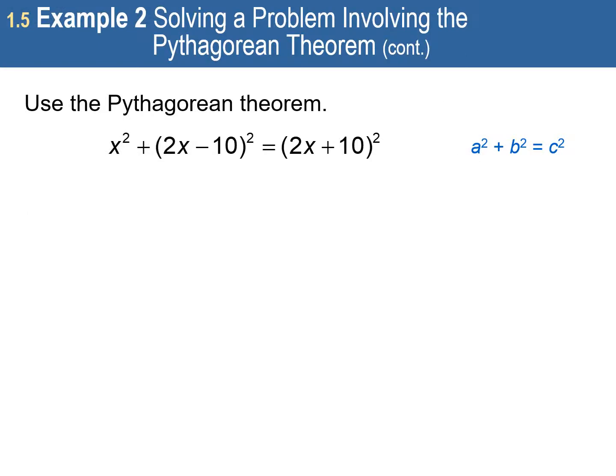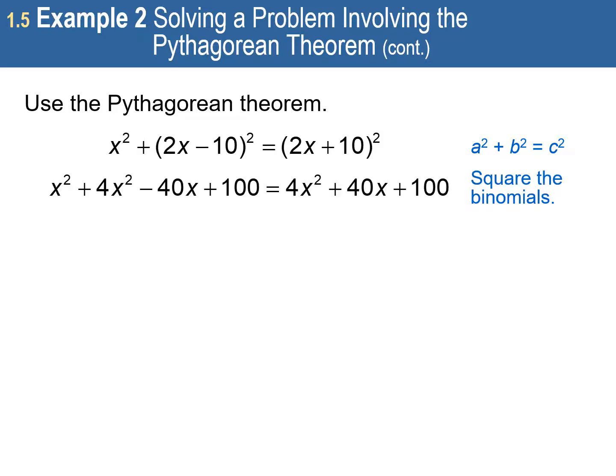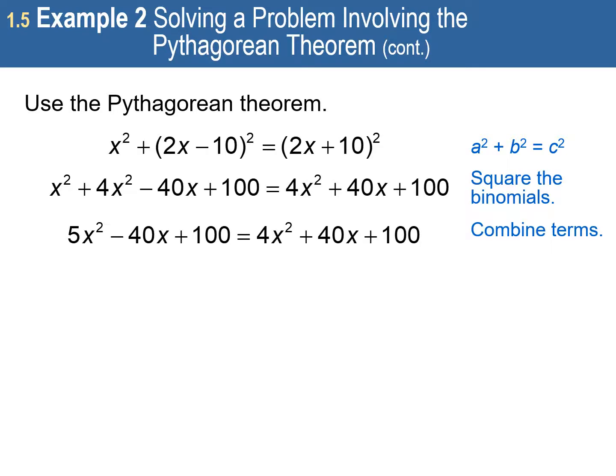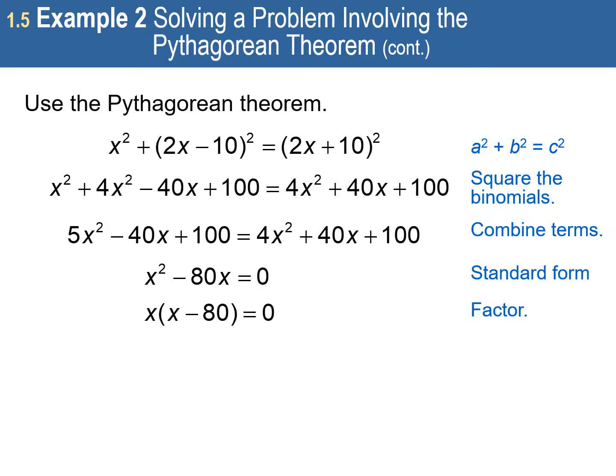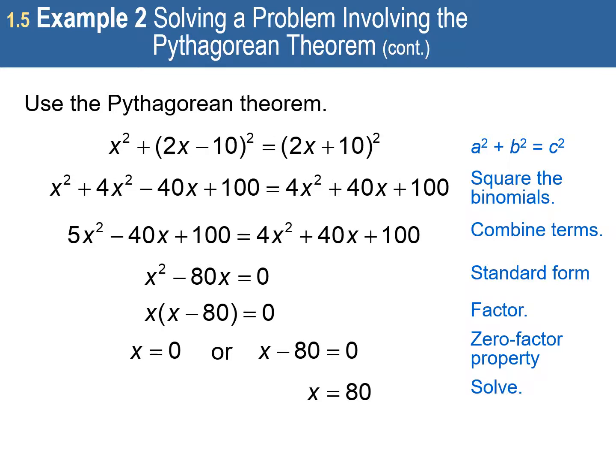Use Pythagoras' theorem. x squared plus 2x minus 10 squared is equal to 2x plus 10 squared. Multiply it out, collect like terms, and you get x squared minus 80x is equal to 0. I can factor this into x times x minus 80. So I get x is 0, or x is equal to 80.